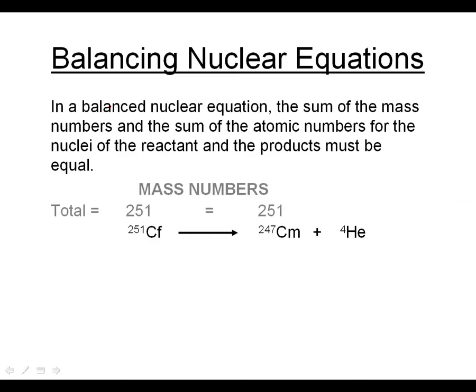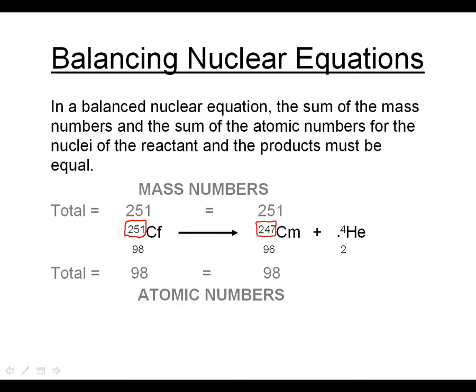So basically, as you can see here in this balanced equation, we want to make sure that when we add up all the mass numbers on the left-hand side, we have a grand total of 251. They equal all the mass numbers on the right-hand side. So that's 247 plus 4, which gives you also 251. Now you can see that's in multiple things, but it does add up to the same number.